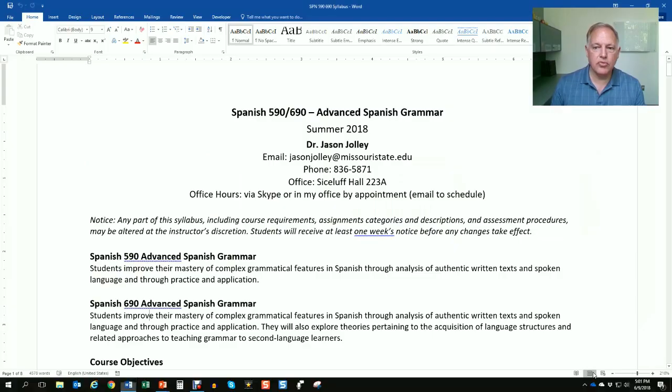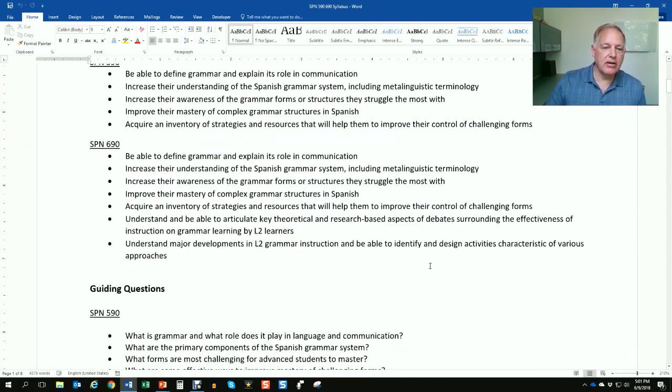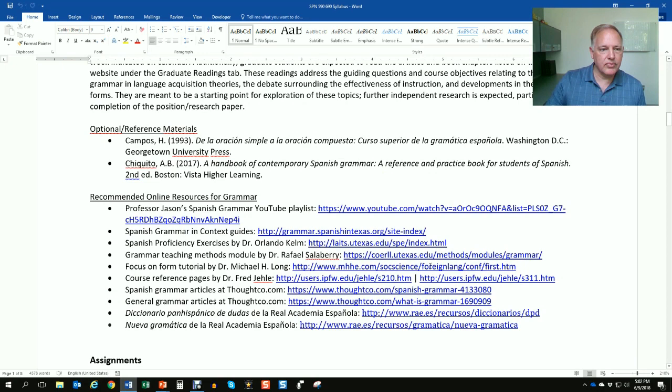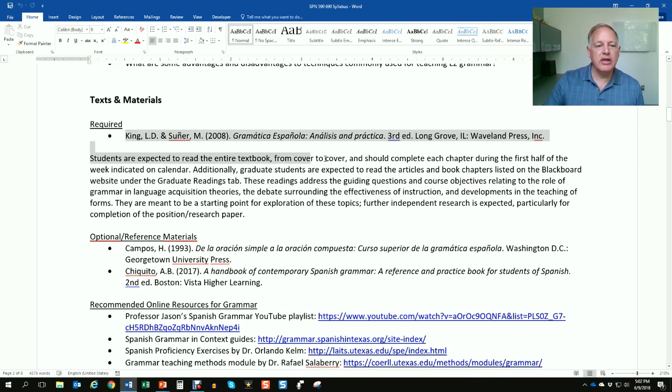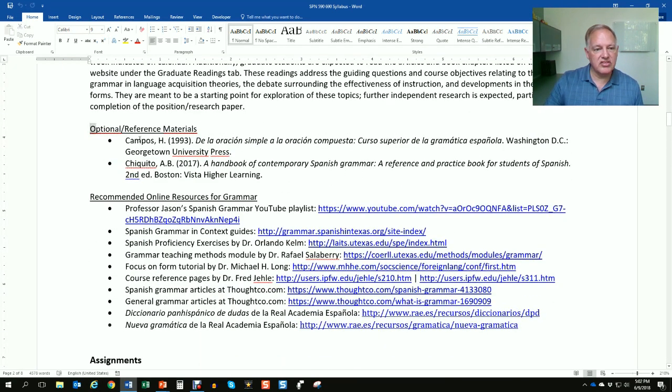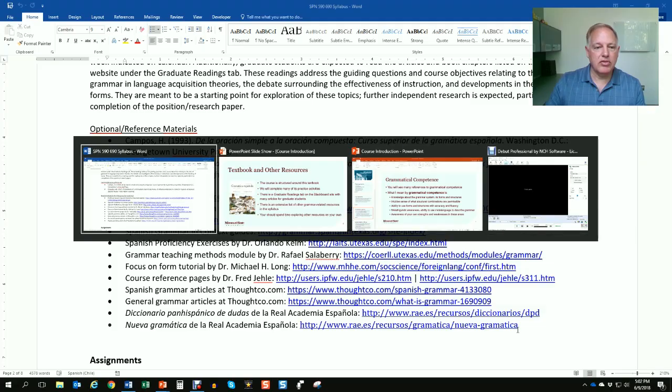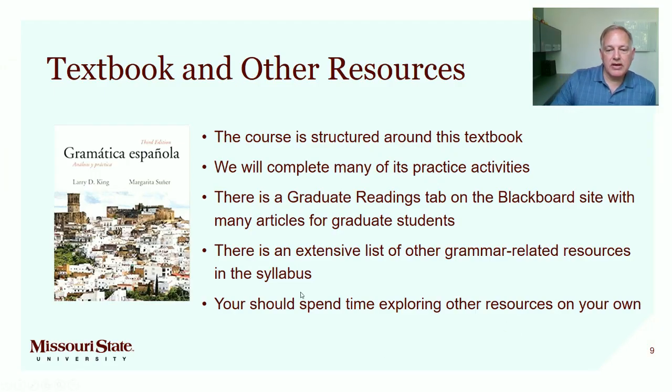Let me see if I can bring that up really quick and show you where this list of resources is, right? So right under the textbook here, there is a list of other resources. Some of them are referenced other books, but there's also a lot of online information about grammar, grammar practice, and the learning and instruction of grammar. Okay. All right, bear with me as I figure out how to toggle through the screens. So there's a lot of information in the syllabus, okay? And also you should spend some time exploring other resources on your own to increase your own grammatical competence, okay?